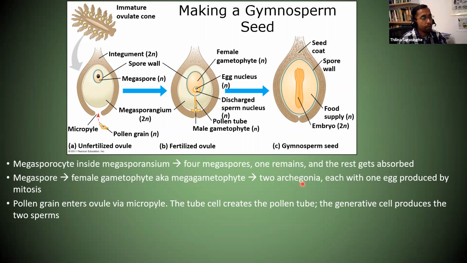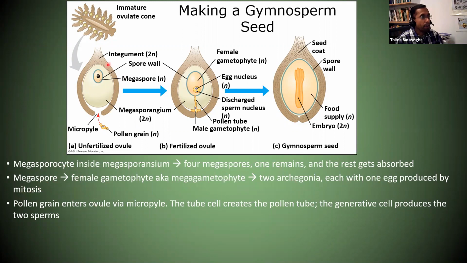Now, while the megaspore undergoes that development, the megaspore produces the female gametophyte, the female gametophyte produces 2 archegonia, and each archegonium will produce an egg. That egg production in the archegonia is through mitosis, because remember, it has already undergone meiosis to produce the megaspore. So the megaspore can only undergo mitosis for the subsequent developments. Now, that's the female part.